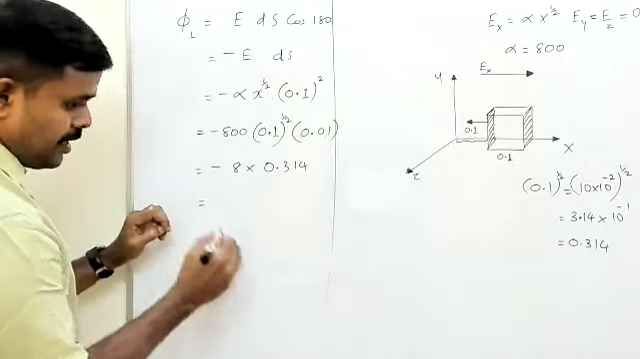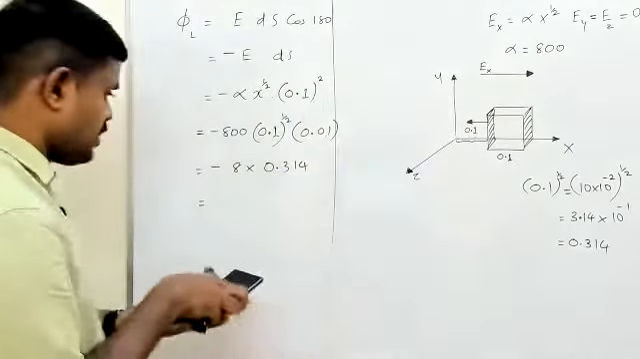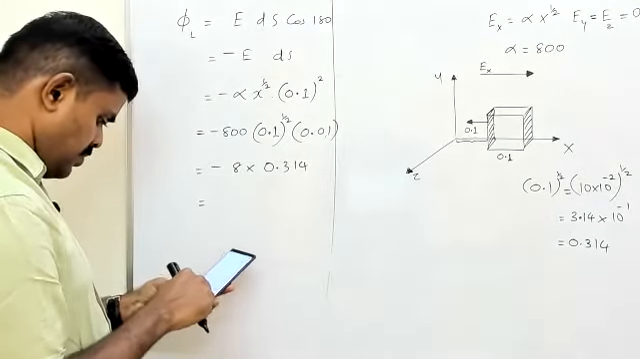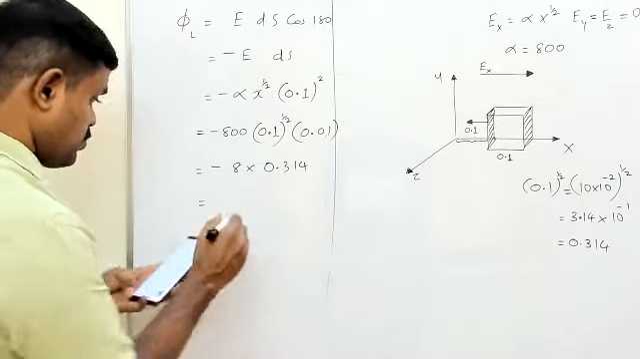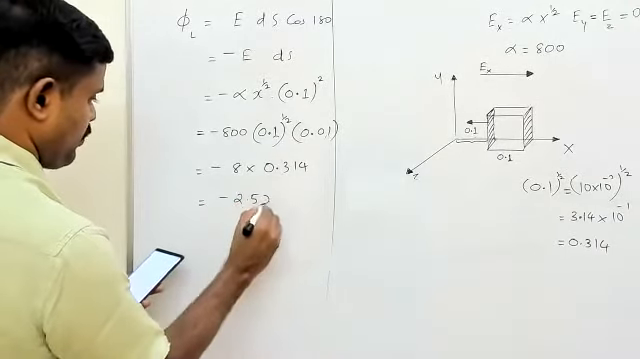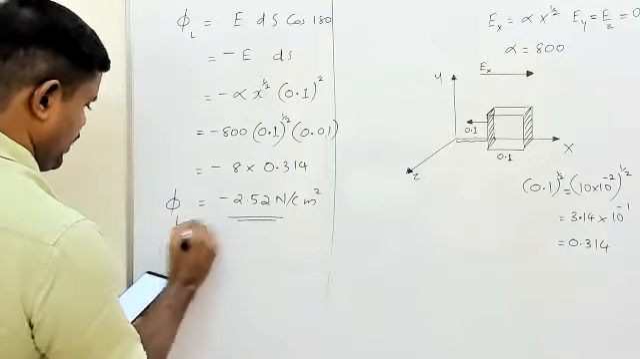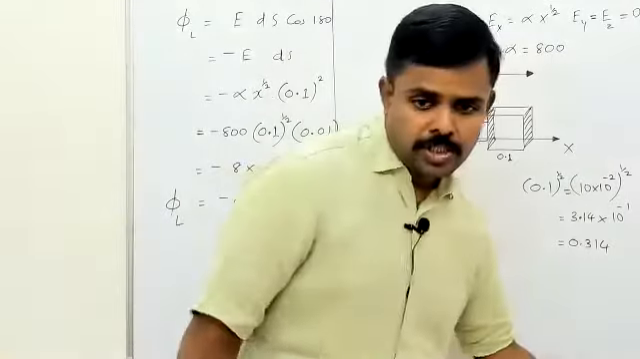So I multiply 8 into 0.314. Just give me a second. 8 into 0.314 is 2.52. So minus 2.52 Newton per Coulomb into meter squared. This is the flux on the left surface. Did you understand this much?